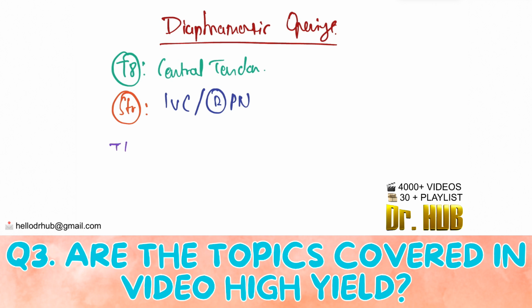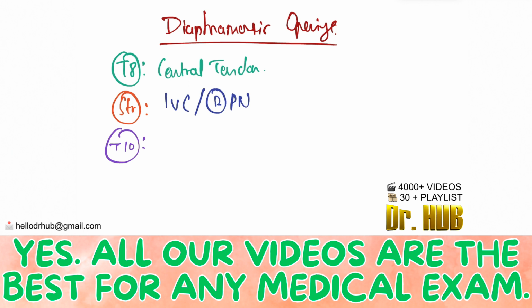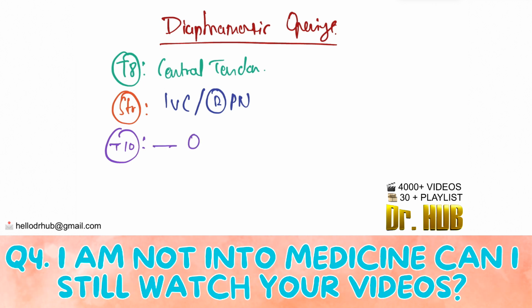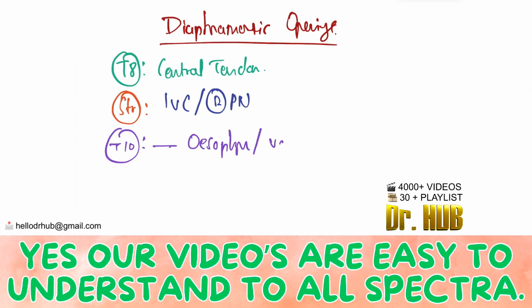Now let's look at T10. What does T10 include? It includes the esophagus as well as the vagus nerve. We have the right and the left vagus nerve.